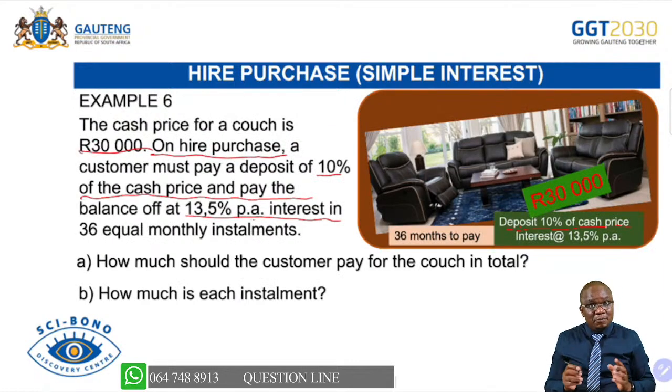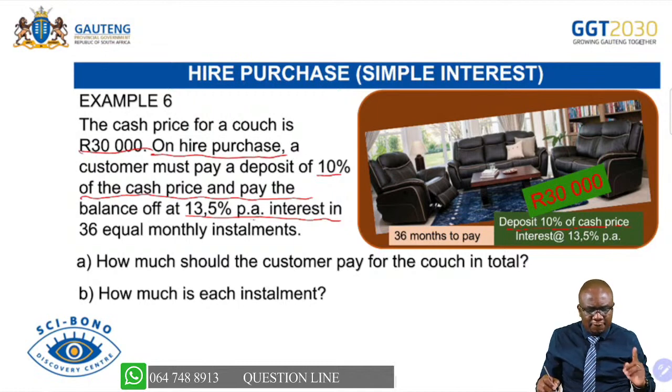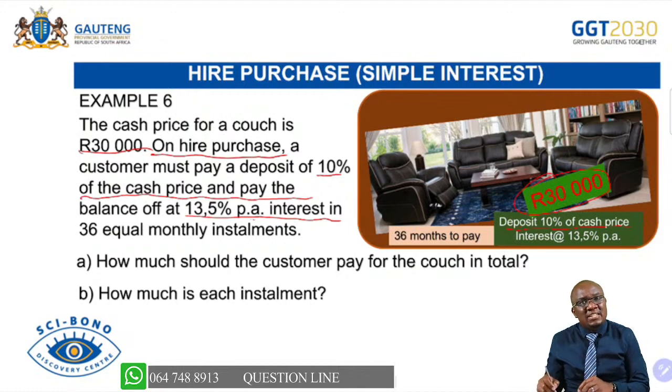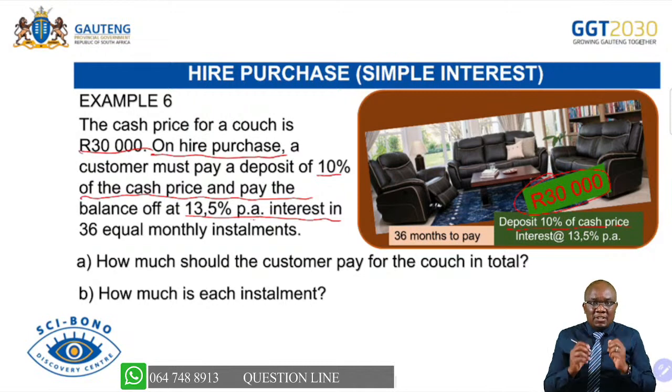Then example 6. I'll also explain examples like I did with example 5. The cash price for a couch is 30,000. On hire purchase, what does that mean? Simple interest. A customer must pay a deposit of 10% of the cash price. 10% of what? Of the cash price. What is the cash price? 30,000. What is 10% of 30,000? Is 3,000. So before you take this couch, you must pay 3,000.